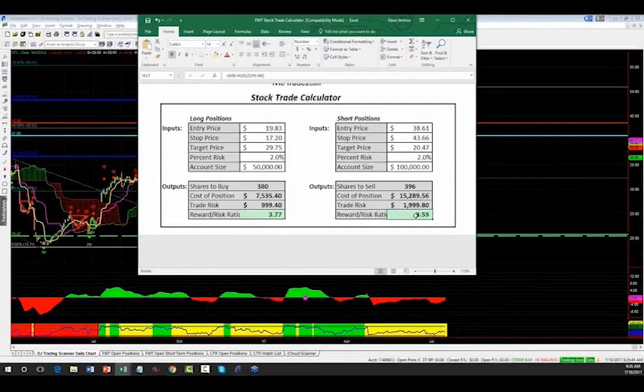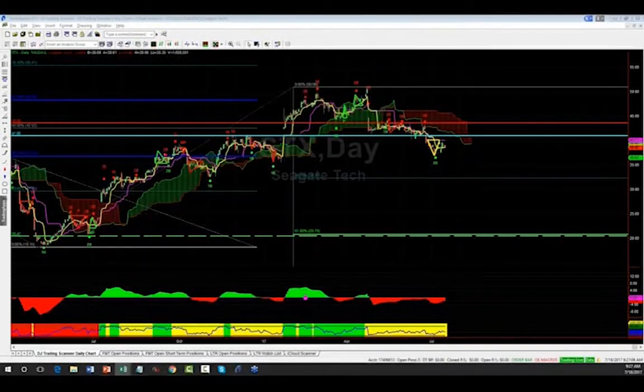Okay, there we go. I'm in. I'm down with that. These are simple formulas, and you can adjust the account size and it'll adjust the shares. The trading stats don't change, but the number of shares and the cost of the position change. So that's how I figure out my position size on this.